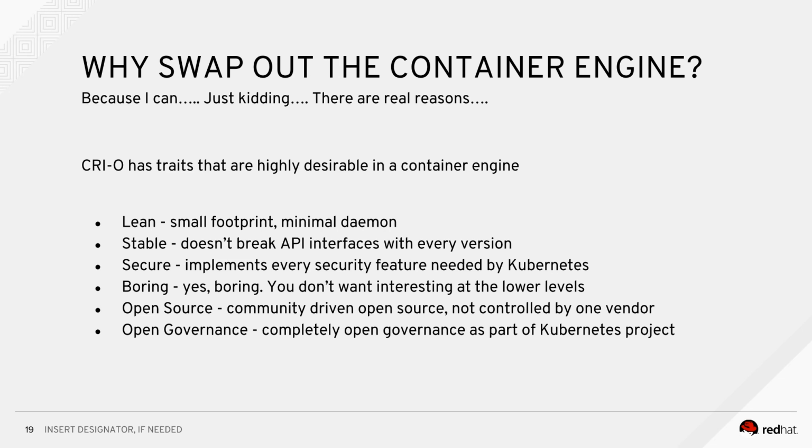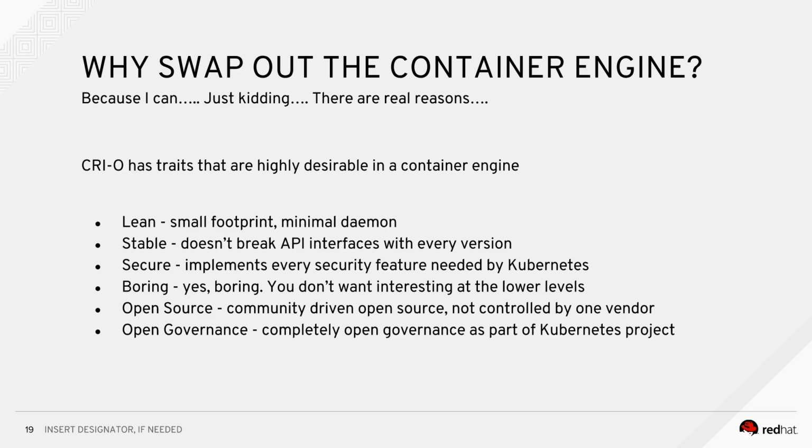That's the goal. If you run around in container circles, there's this concept of boring, and it might not sound like something you want, but underneath a Kubernetes environment like OpenShift, you do want something that doesn't change. And so you want a small footprint, minimal daemon, doesn't break API interfaces with every version, implements every security feature needed by Kubernetes, and yes, boring. That's what we want, right?